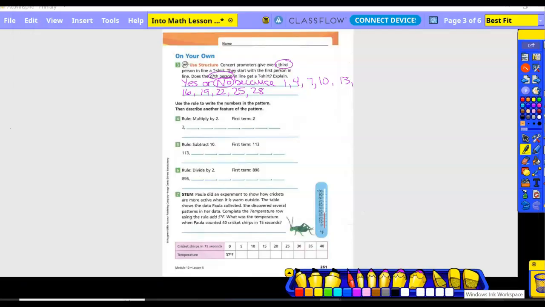Okay, so 4 through 6, you guys are going to do that with a partner here in a little bit. Number 7, STEM. So you will do it, just not right now while we're recording.